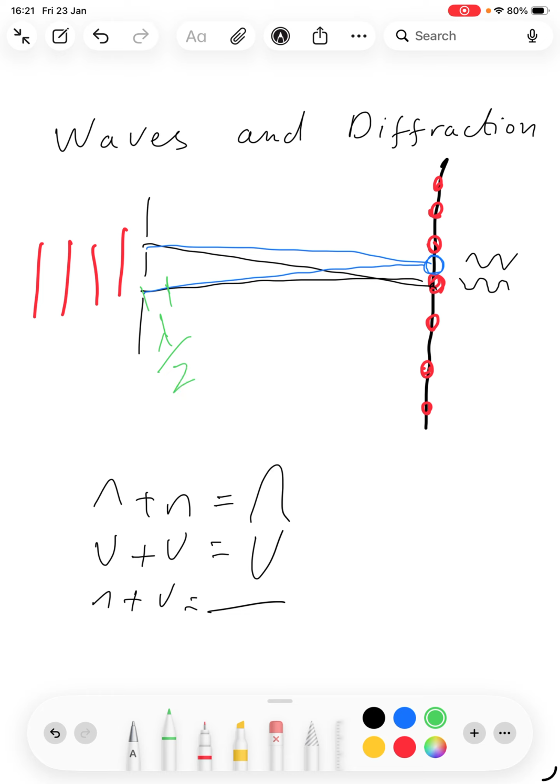And then we can refer to the path difference as we go through. So this one here will be one wavelength, here 2 wavelengths, here 3 wavelengths. Then the dark spots are half a wavelength, 3/2 wavelengths, 5/2 wavelengths.